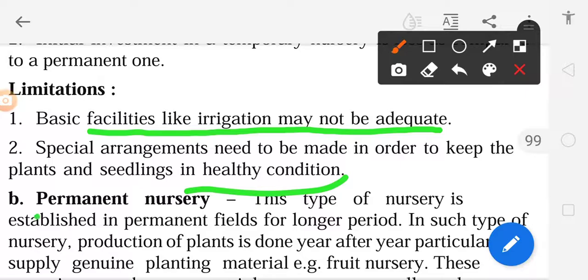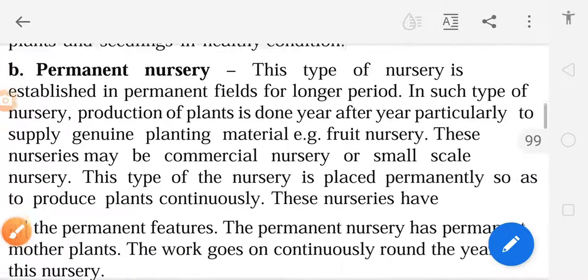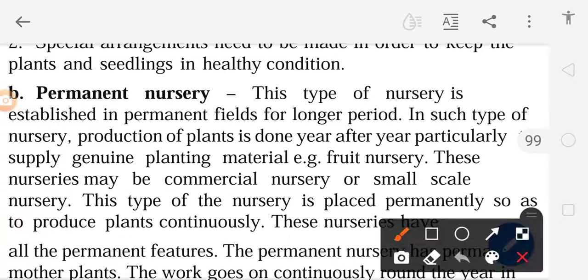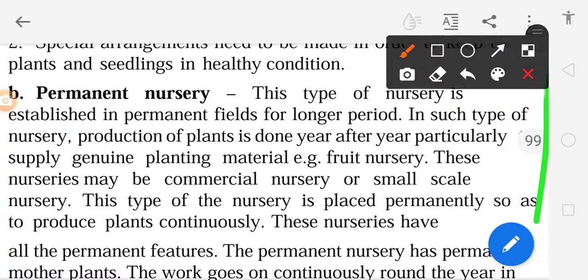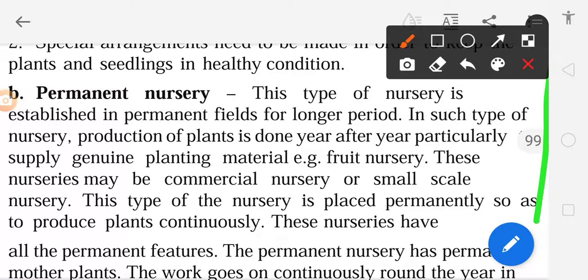Now let us come to the second kind of nursery, that is the permanent nursery. Now this nursery is for a longer time. The temporary nursery is for a shorter time, the permanent nursery is for a longer time. And what is the main purpose of the permanent nursery? In this case, an established permanent field is required for a longer time. So we can produce the plants year after year, means for many years we can produce the plants. And particularly we can produce fruit plants, the fruit nursery.